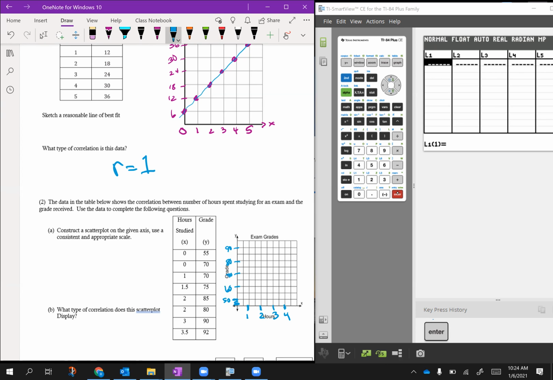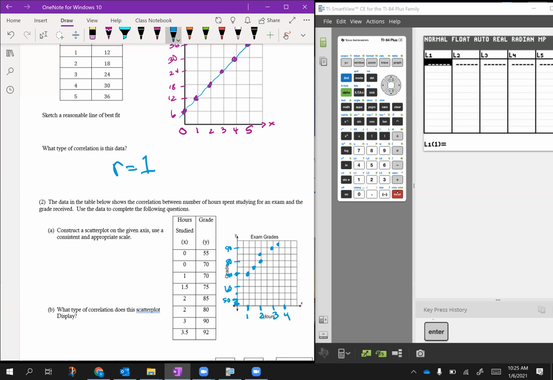So we're going to make a scatter plot. (0, 55), so we're just plotting these. (0, 70), (1, 70), (1.5, 75), (2, 85), (2, 80), (3, 90), (3.5, 92). It's at the middle. All right, so we made a scatter plot.